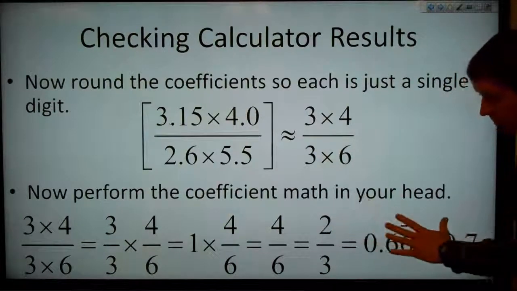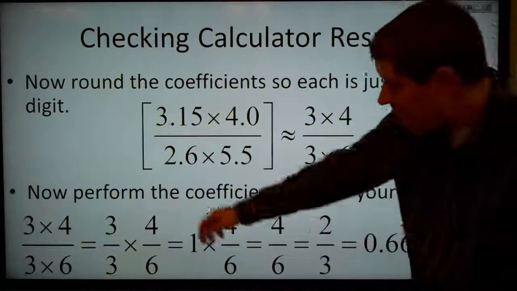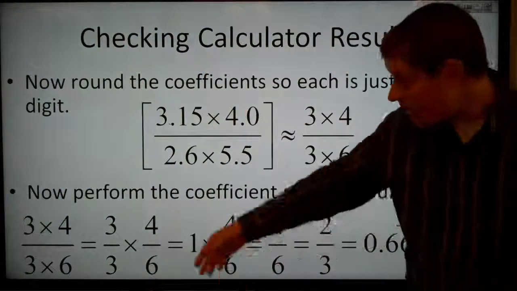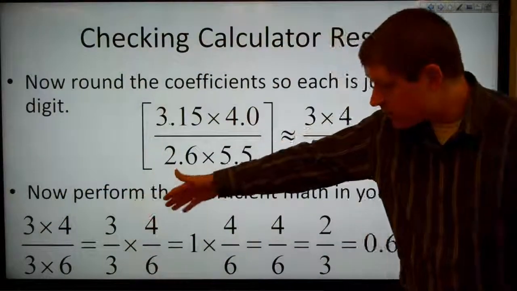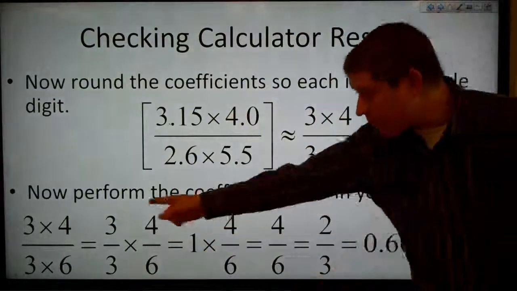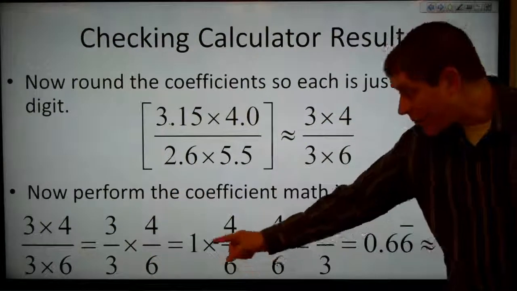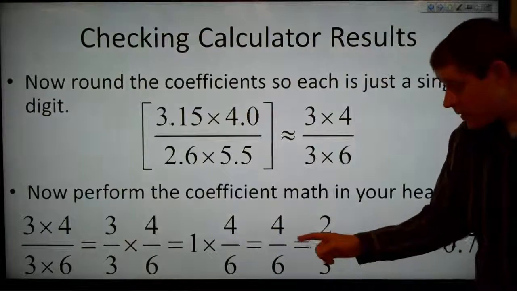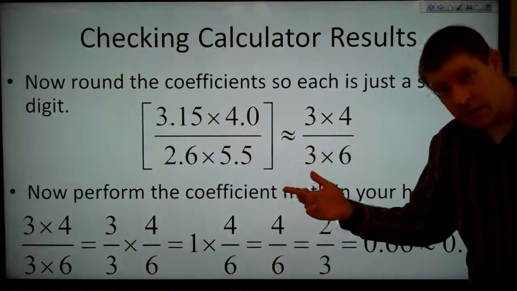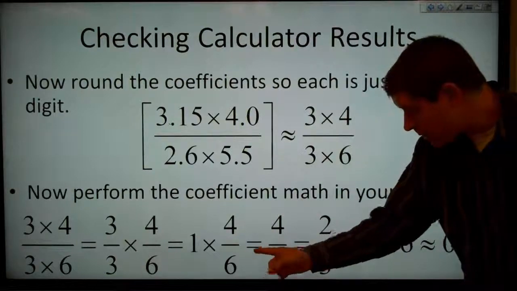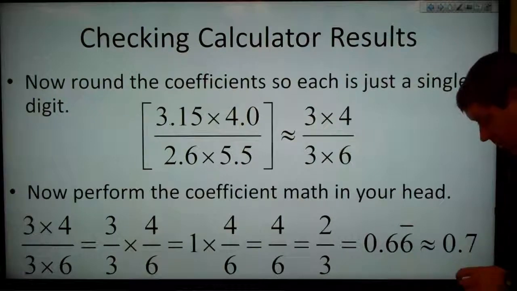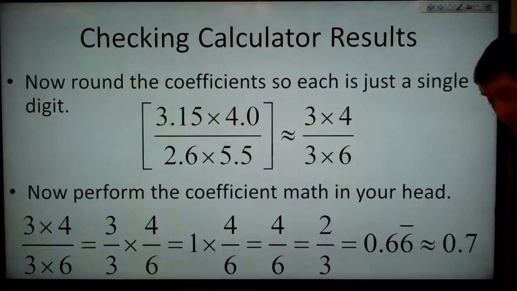So now we want to perform the coefficient math in our head. So now we have 3 times 4 divided by 3 times 6, but we can separate this out into 3 divided by 3 times 4 divided by 6. Well, 3 over 3 is just 1, and now we have 1 times 4 over 6, which means we can ignore the 1, because anything times 1 is itself. So now we have 4 over 6. Well, 4 over 6 is the same as 2 over 3. 2 over 3 is 2/3. That's 0.6 repeating. So that's about 0.7.